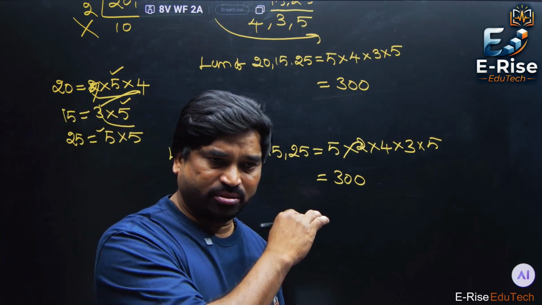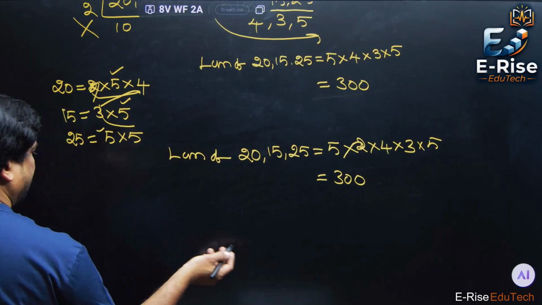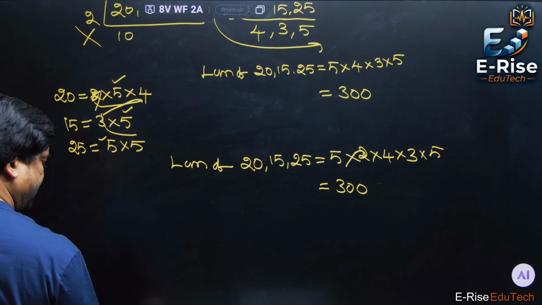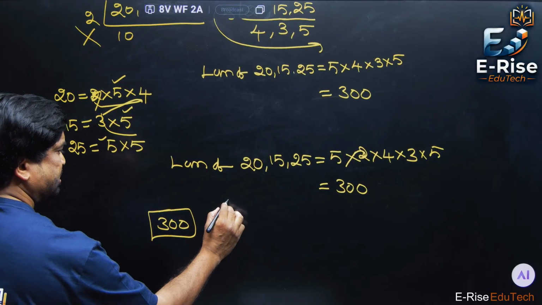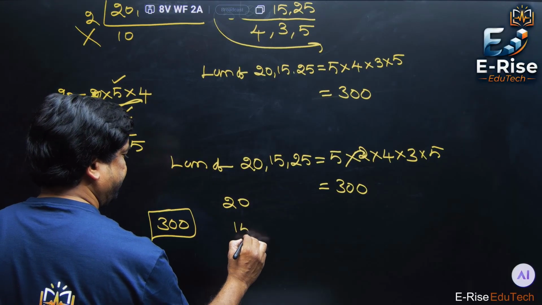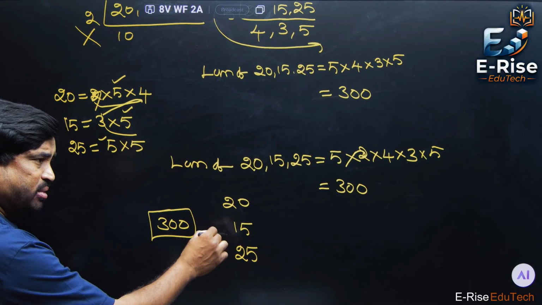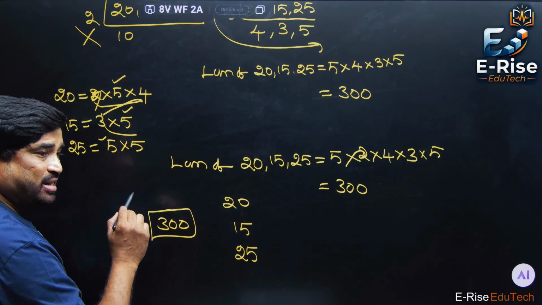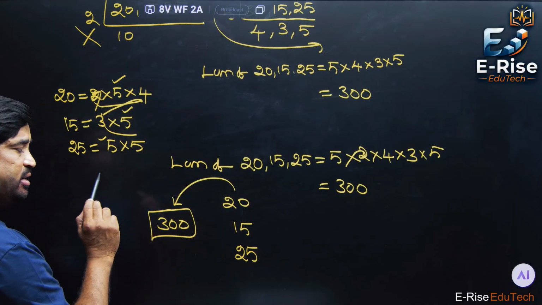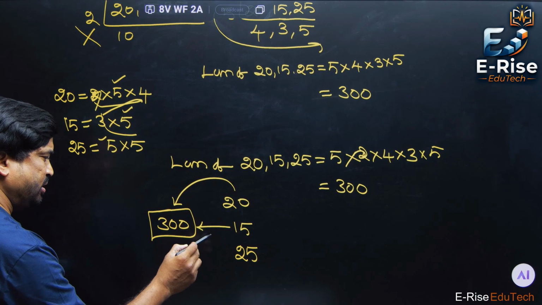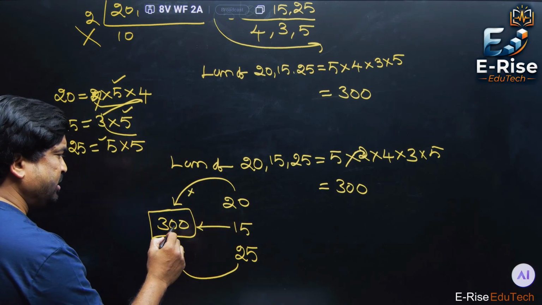We already saw the questions with 60 and 16, 10 and 16. So here we have 300. Our numbers are 20, 15, 25. Three numbers are given, and the LCM is 300. Every number, when multiplied by something, gives 300. So 20, how much multiplied gives 300?